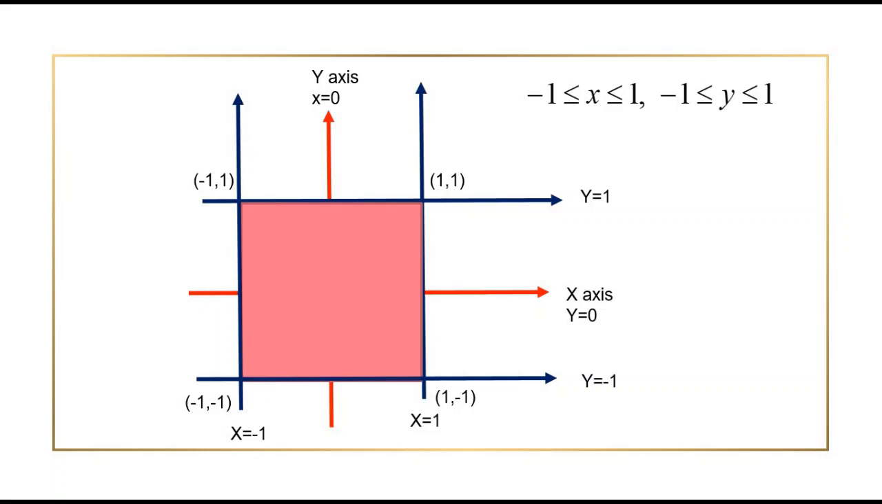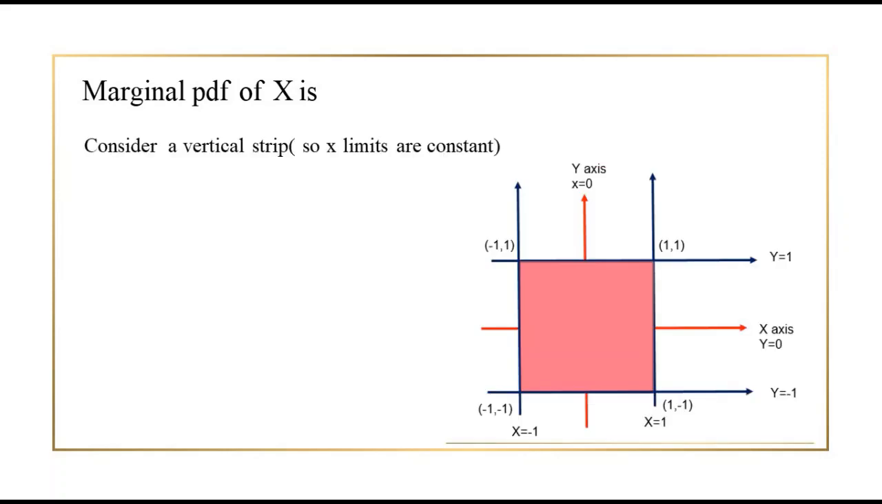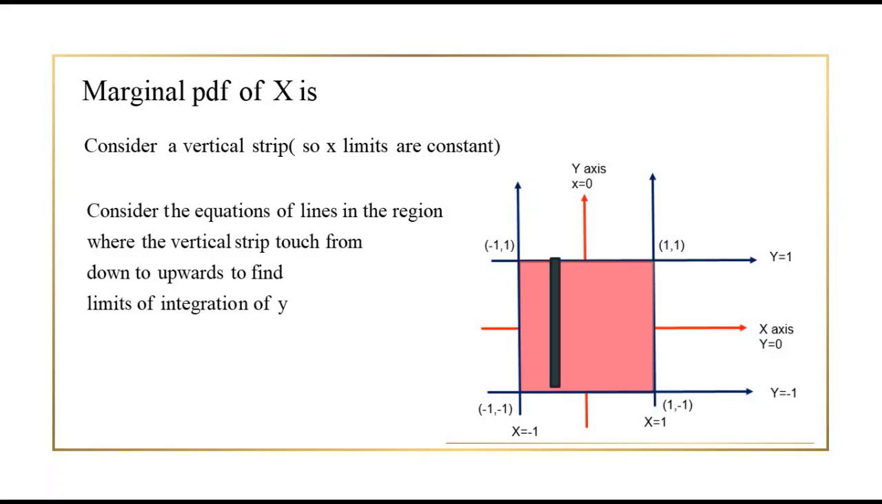Now this is our base region. Now let us consider the marginal PDF. For that, draw the vertical strip, and here the equations of the lines in the region where the vertical strip touches are down and upwards.